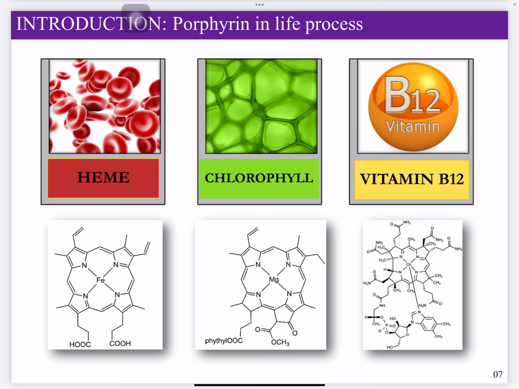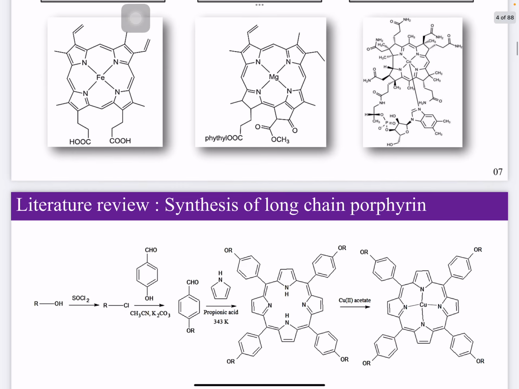In heme, iron is connected with the nitrogen in the center hole of the porphyrin, with nitrogen donating electrons to iron to form heme. In the case of chlorophyll, magnesium attaches to the metal center, and cobalt attaches to the center of the porphyrin to form vitamin B12.